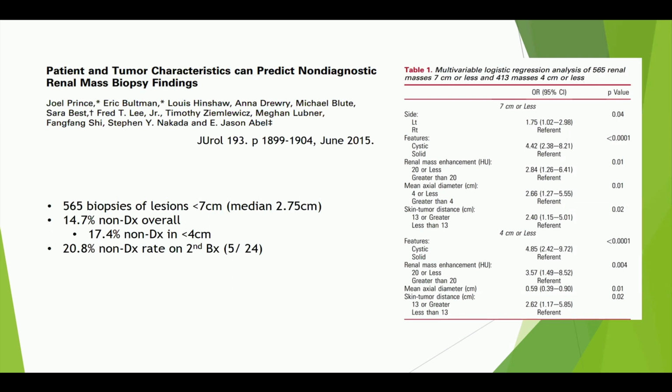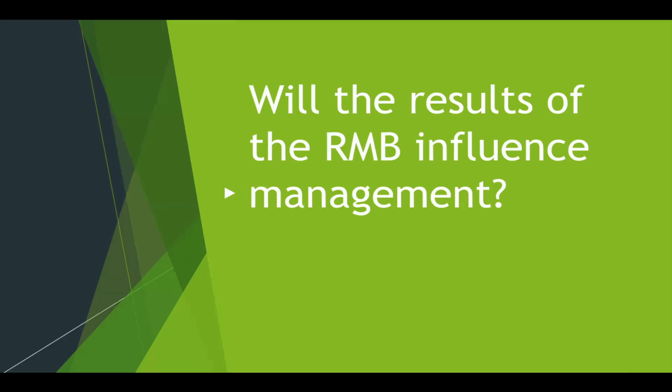In this study of over 500 renal mass biopsies, with a non-diagnostic rate of 17% in those with small renal masses, independent predictors of a non-diagnostic biopsy in lesions less than 4 centimeters included those with cystic features, enhancement less than 20 Hounsfield units, smaller lesions, and those with a skin to tumor distance greater than 13 centimeters.